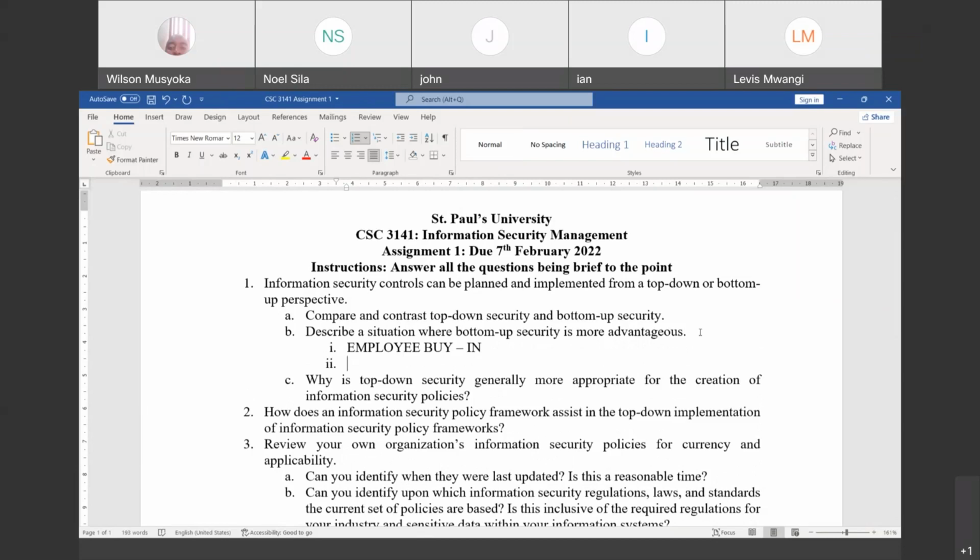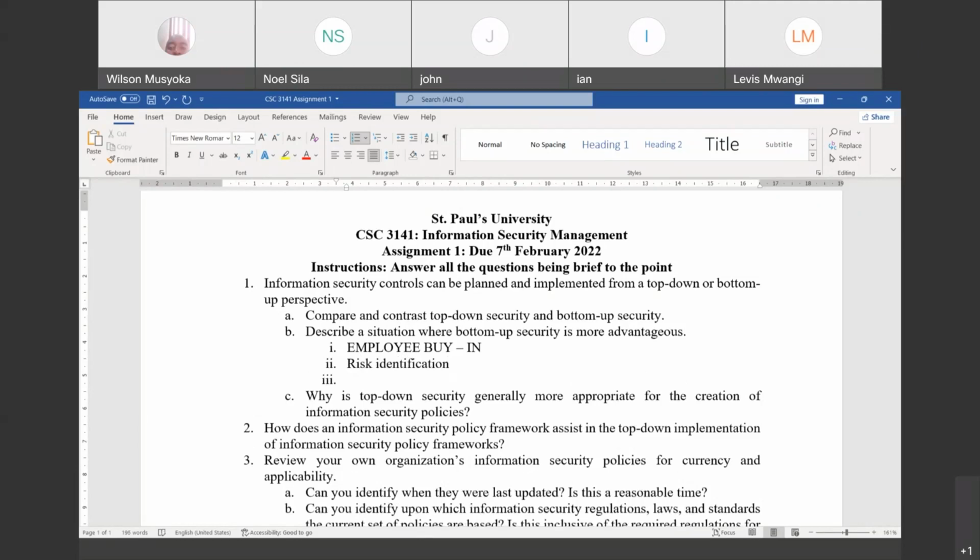There is also, in a scenario of risk identification, bottom-up can work very well because it is the lower level employees who are a bit more technical and they interact with the systems on a day-to-day basis, and so they can easily identify what risks are there, and so a bottom-up security framework can work.